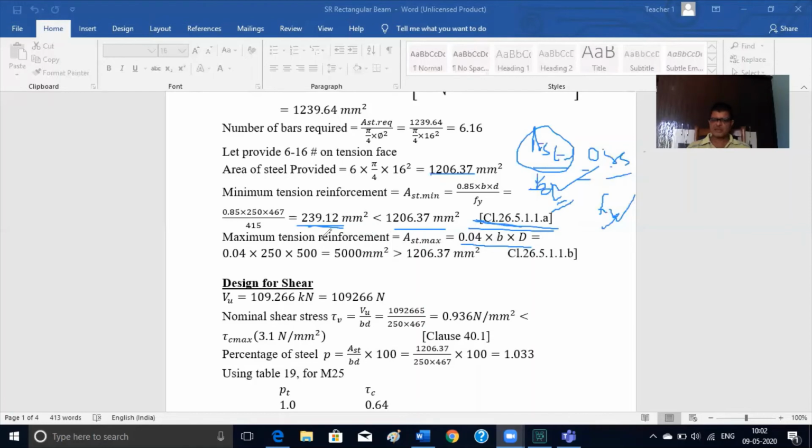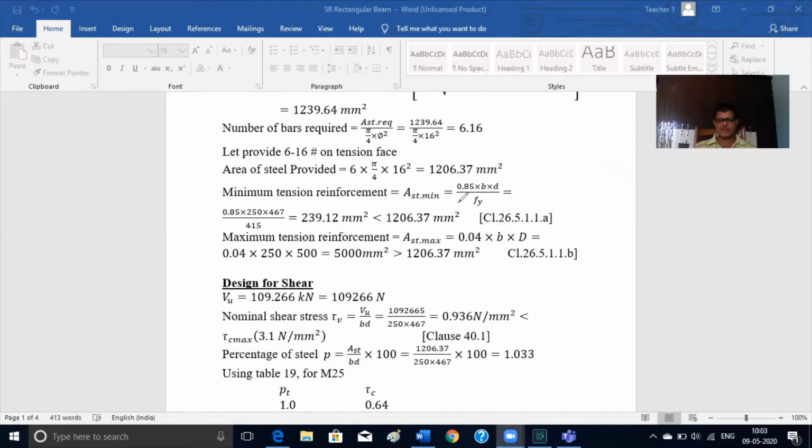See that clause. The maximum tension reinforcement in a beam section is equal to 4% of the gross area, 0.04 B into D. So now this value provided is more than the minimum, less than the maximum. So design is safe. Now we'll go to design for shear. Design of shear we have already discussed in the previous lecture. Only thing, you follow the procedure.